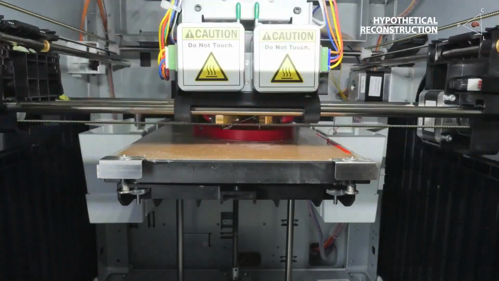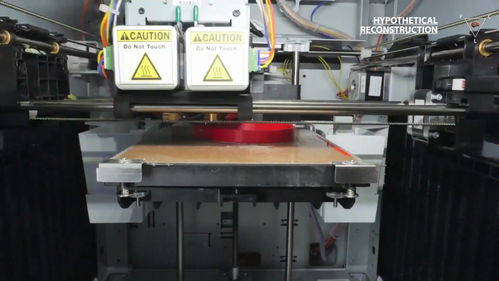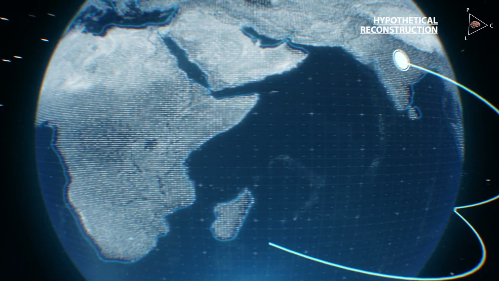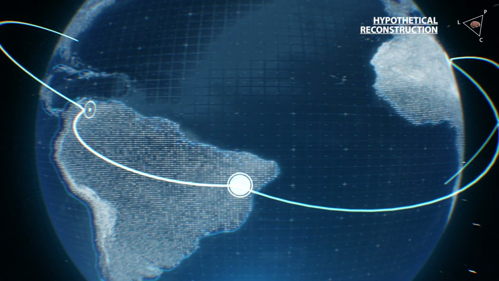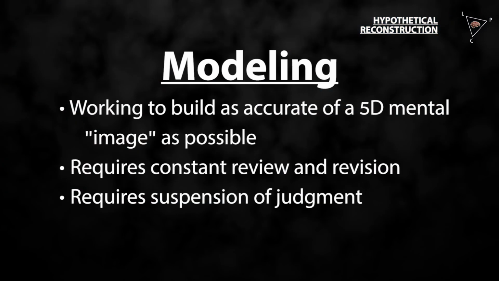As you can imagine, this practice requires the suspension of judgment, especially because a perfect model can sometimes be very difficult or even impossible to create. With modeling, the approach is open by default. Judgment is suspended by default.